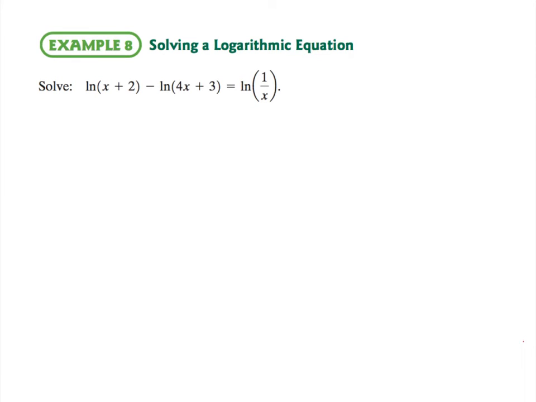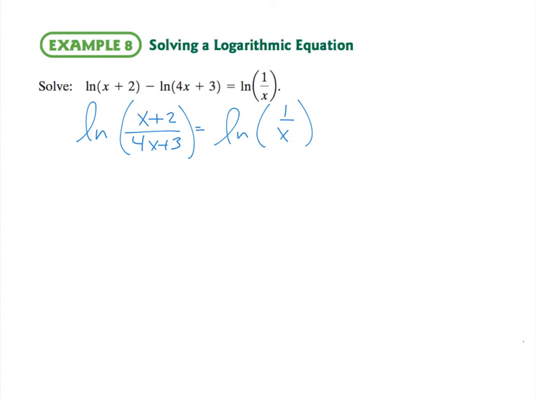Alright, this next example has some similarities to the last one, and then it changes. So the similarity to the last example is the first thing we need to do is combine our natural logarithms on the left-hand side. So here we have the ln of x plus 2 minus the ln of 4x plus 3 is equal to the natural log of 1 over x. So if I use the quotient rule and combine the two logarithms on the left-hand side, I get the ln of x plus 2 divided by 4x plus 3 is equal to the ln of 1 over x.